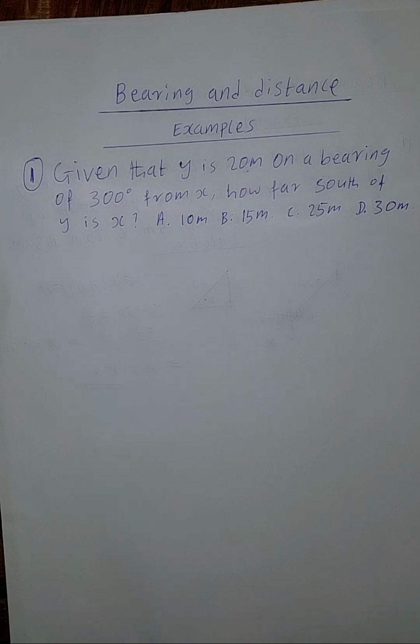Here we are studying bearing and distance. Examples: given that y is 20 meters on a bearing of 300 degrees from x, how far south of y is x? Option A 10 meter, option B 15 meter, option C 25 meter, and option D 30 meter. Let's start. Solution.